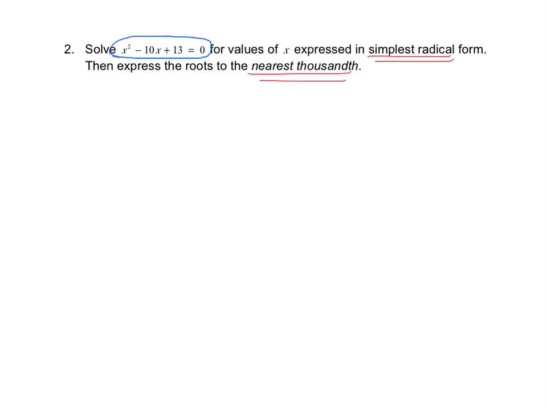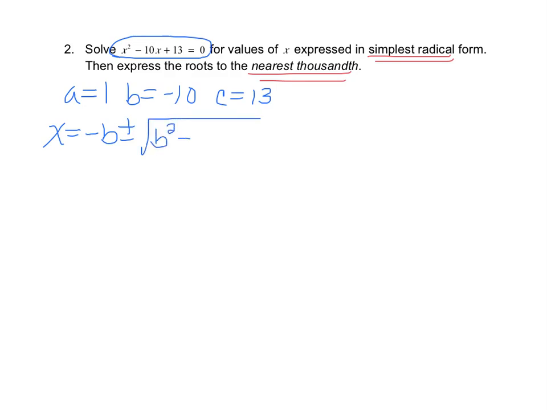So now I have to assign my values of a, b, and c. A is 1, b is a negative 10, and c is 13. Now I need to state the quadratic formula. X equals the negative of b plus or minus the square root of b squared minus 4 times a times c, the whole thing over 2 times a.